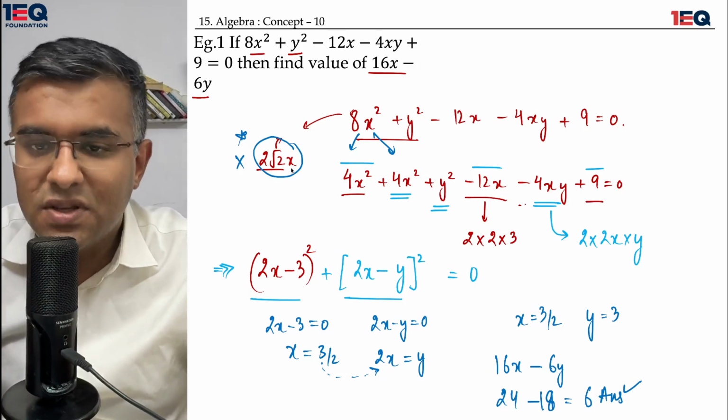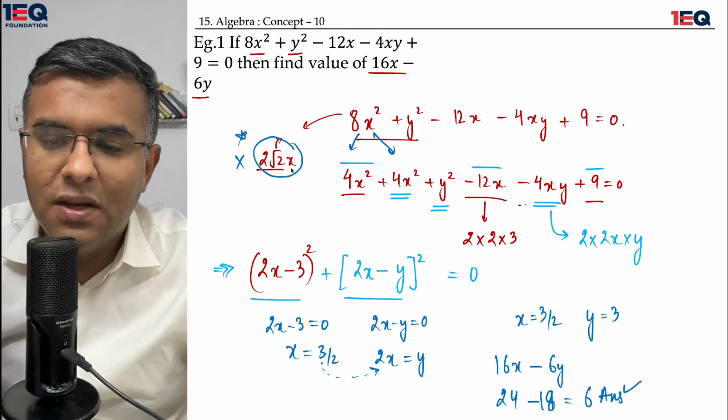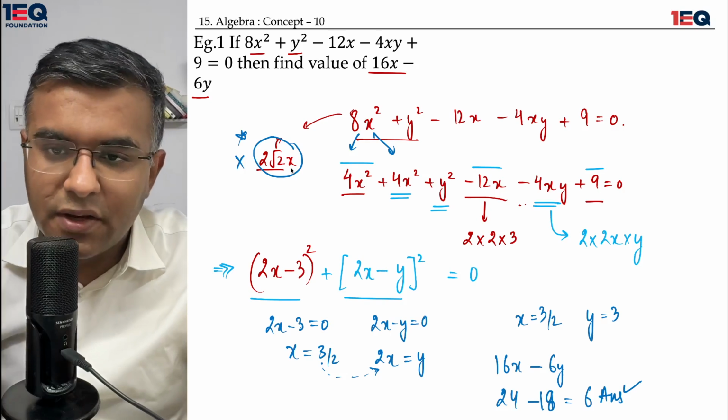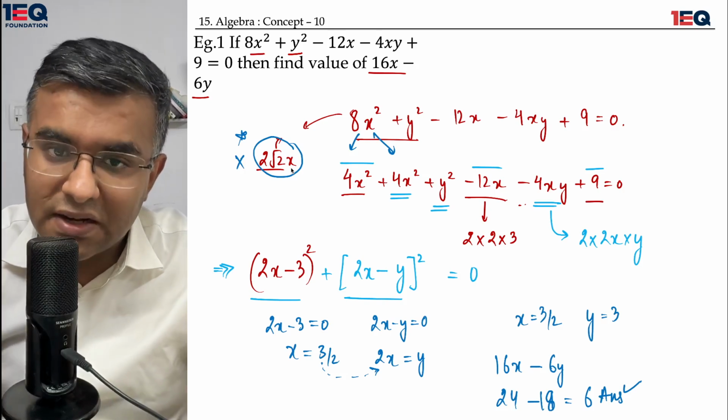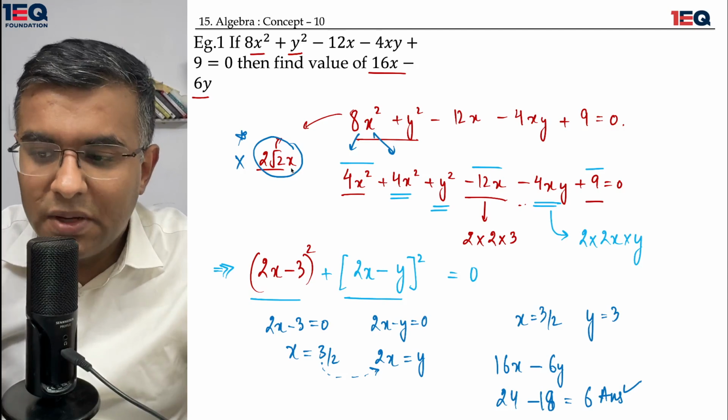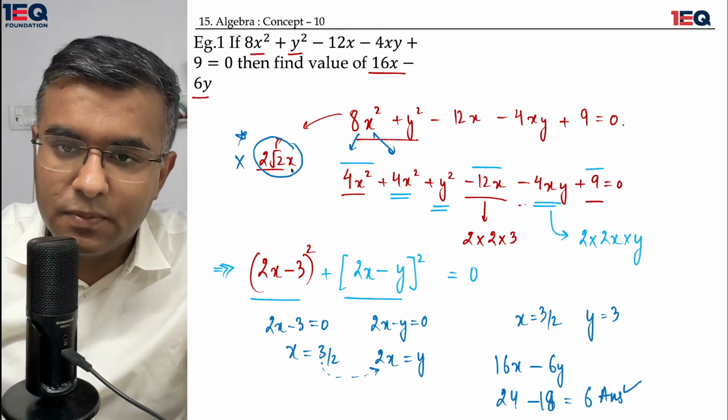So 4 plus 4 is equal to 8. So I used 4 in one equation and 4 in the other equation. So that is the beauty of factorization. I hope everybody understood it. I'll move on.